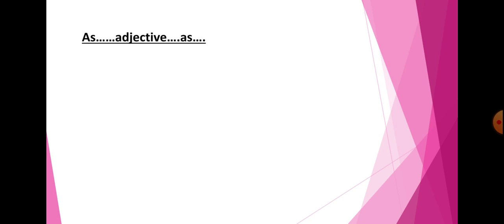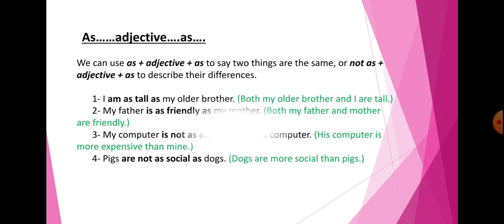Okay, so now, not as... as. You can say as plus adjective plus as. Okay, so learn more with this rule. We can use as plus adjective plus as to say two things are the same, or not as plus adjective plus as to describe their differences. So learn the 4 examples here.